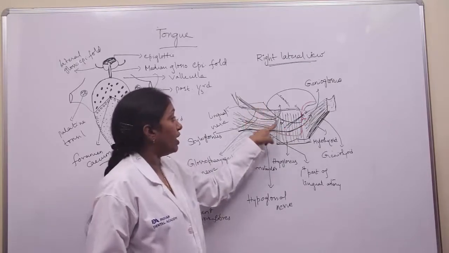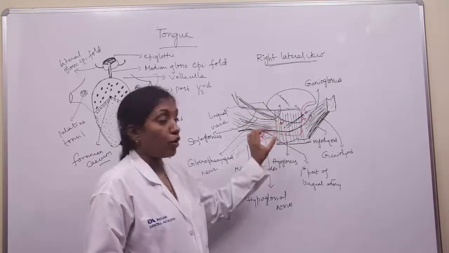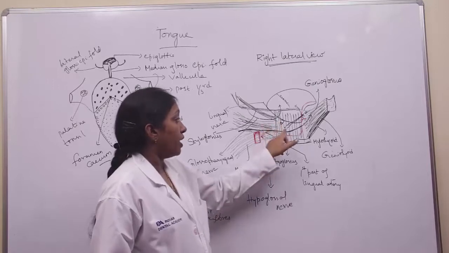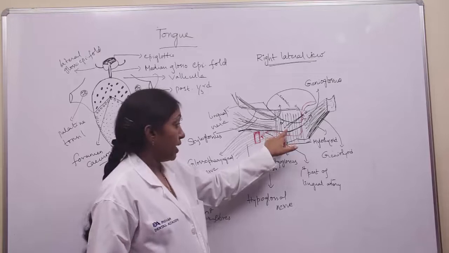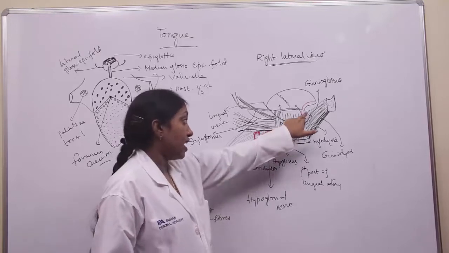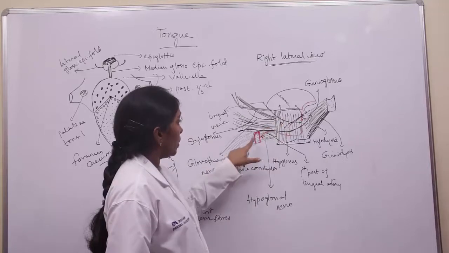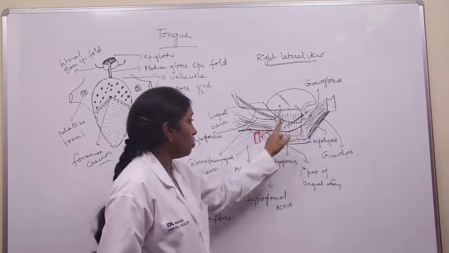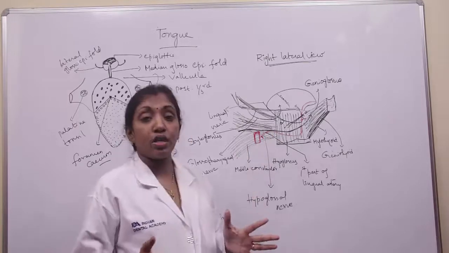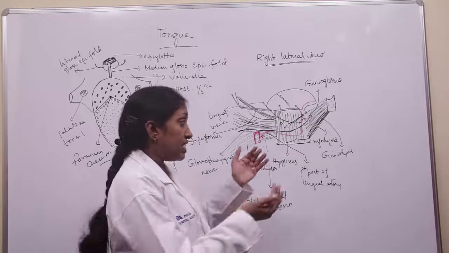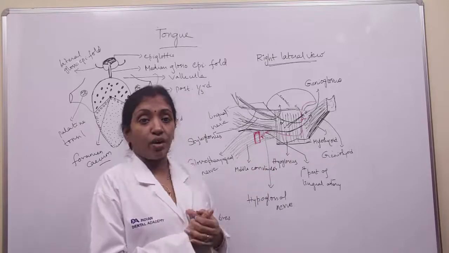From the lingual nerve, the submandibular ganglion is suspended by its two roots. Here is the submandibular ganglion, and the deep part of the submandibular gland and its duct. And you can see the hypoglossal nerve. Here is the hypoglossal nerve, and it is accompanied by a pair of venae comitantes. These are the lateral relations of the hyoglossus muscle.